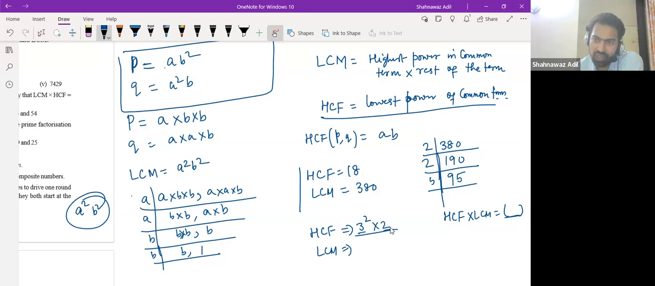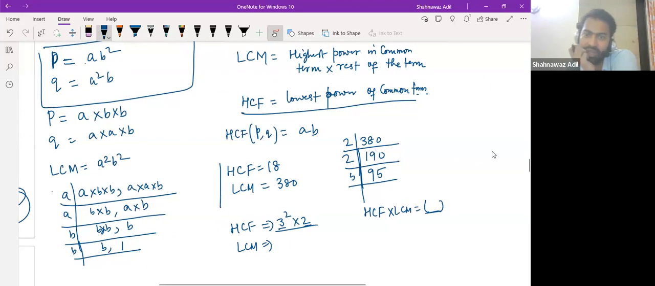But what is your argument for why this can't be the LCM, right? Sir, because HCF is the common factors with the lowest power, and LCM is the common factors with the highest power and all the remaining factors. So it will already include the HCF, which is 18, but nothing that we multiply 18 with will give us 380. No remaining factors will give us 380. So this is not completely dividing this. This is what you're saying.